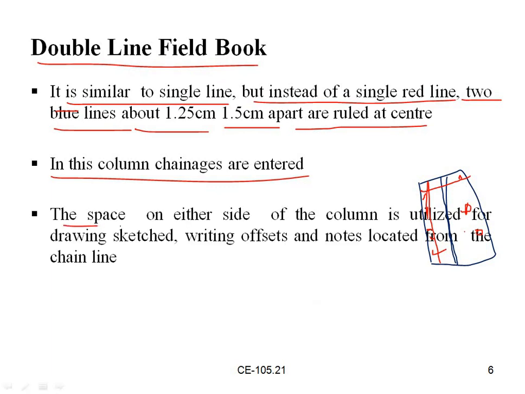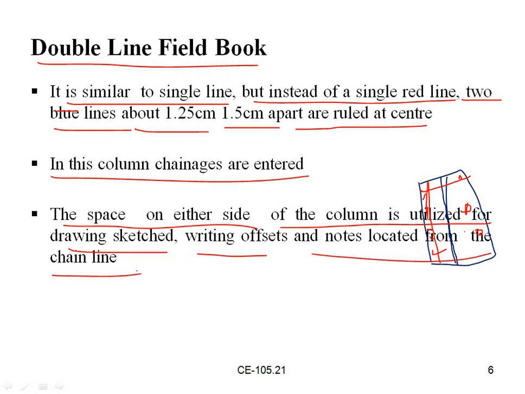So here, the space on either side of the column is utilized for drawing sketches, writing offsets and notes located from the chain line. On the right side of the column, which has space, we will draw the diagrams which are taken in the measurement. Whatever objects or boundaries are there, the points will be mentioned there.